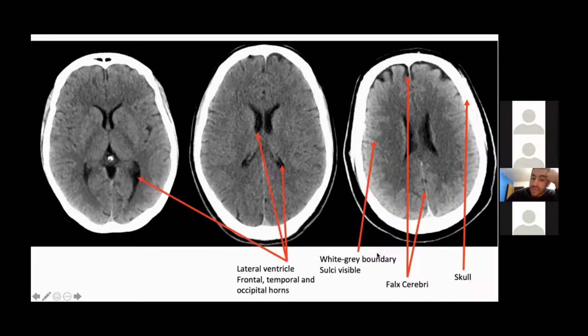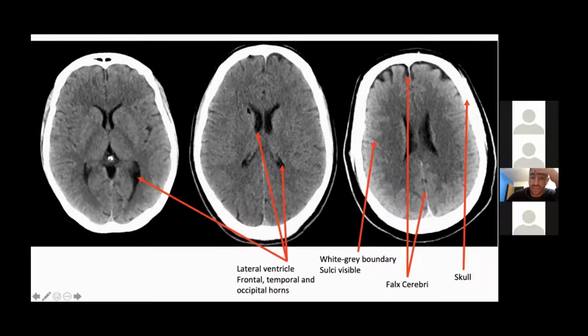Next is the lateral ventricles. Now the lateral ventricles are really important markers. We use them as landmarks for the position of other structures. And also critically, they are often the first to dilate when you have hydrocephalus.